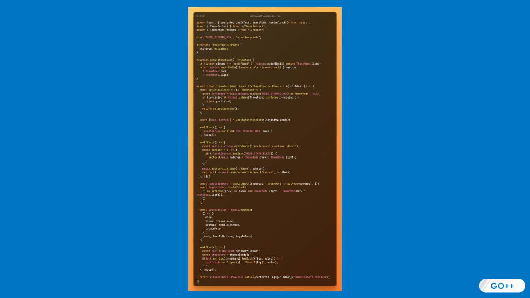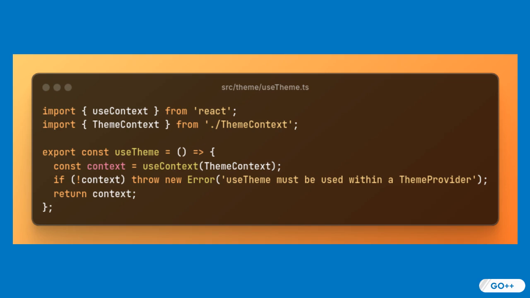It exposes a fully typed context value for downstream components. The custom hook useTheme offers a safe, convenient way for any component to access the theme context. It throws a descriptive error if used outside the ThemeProvider, enforcing correct usage patterns throughout the codebase.